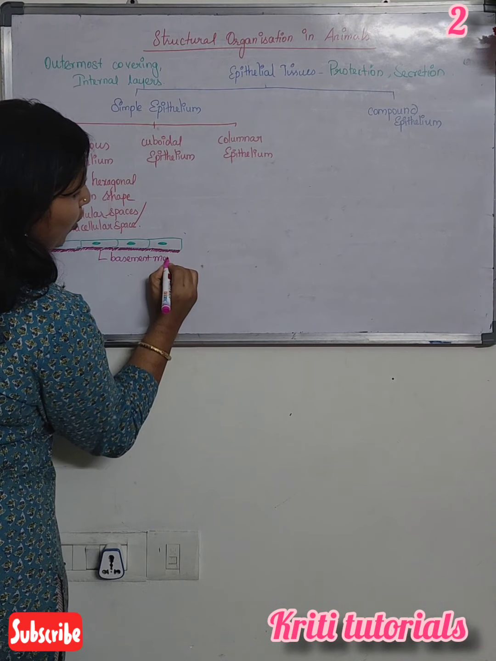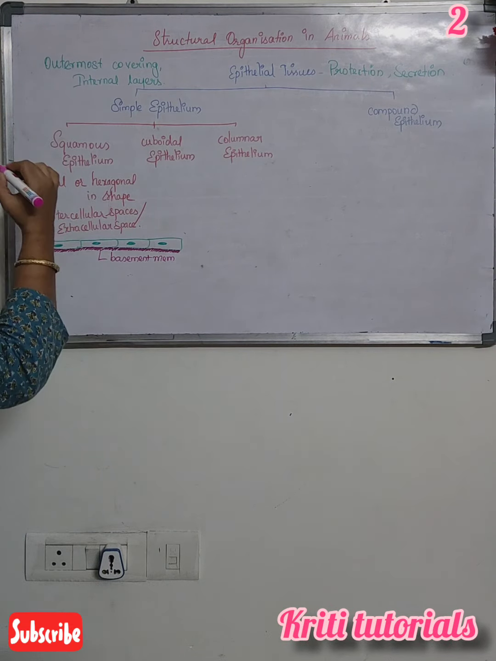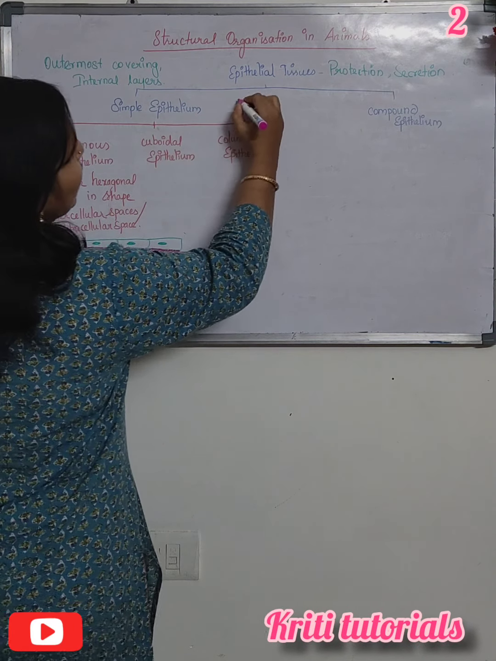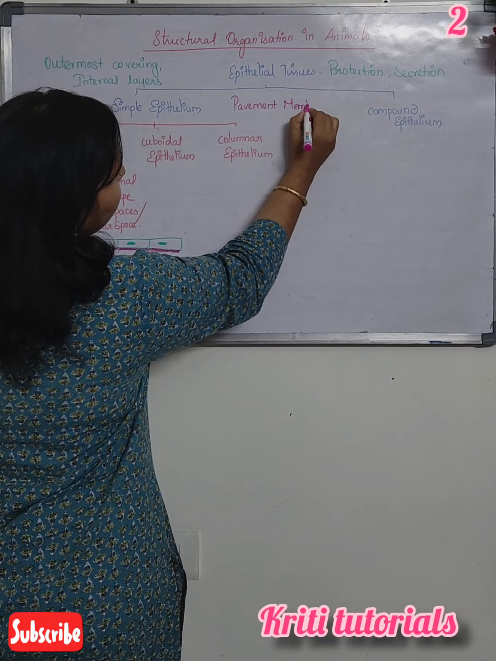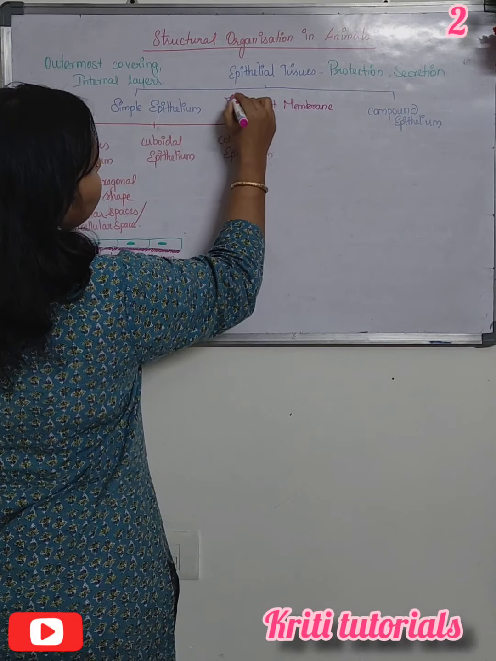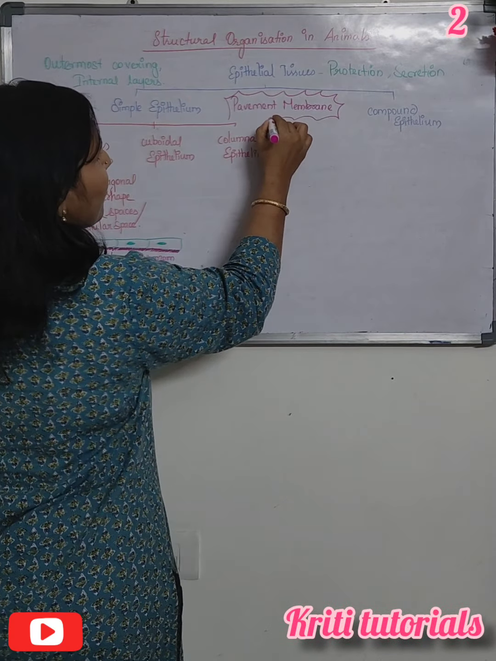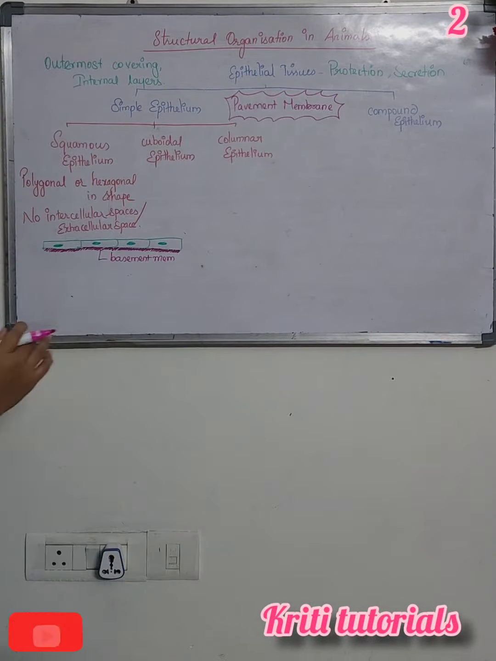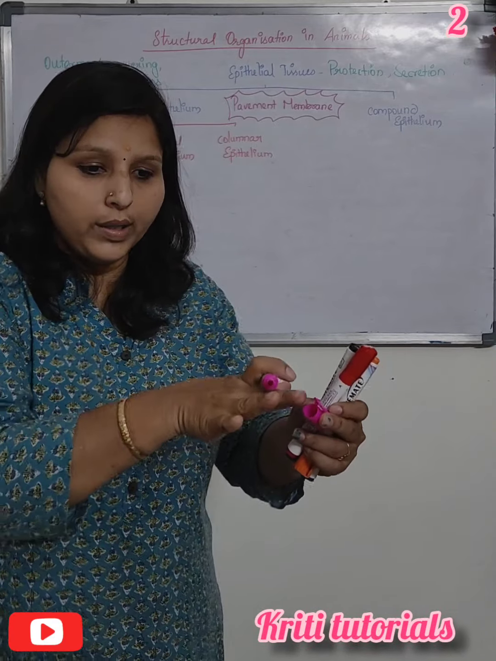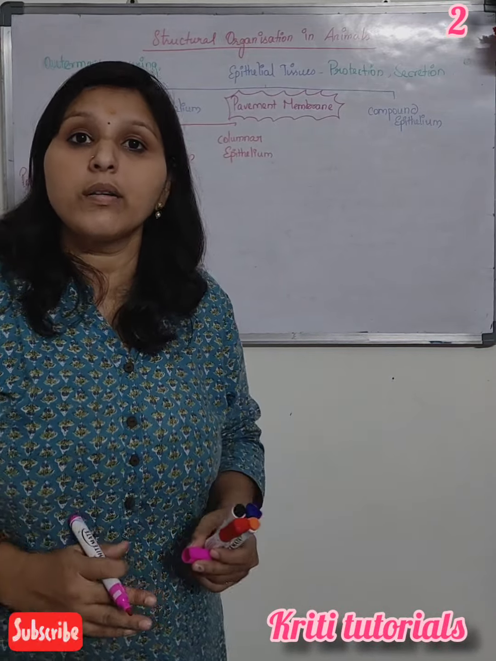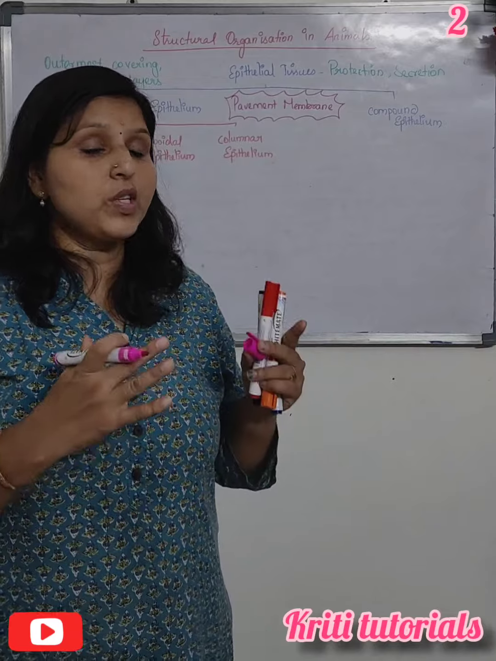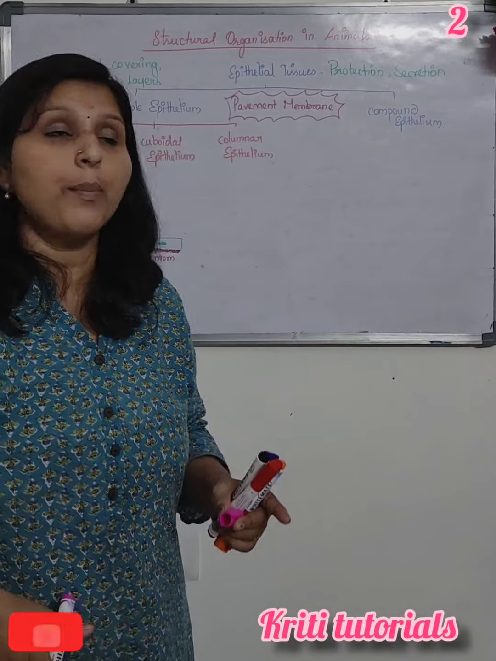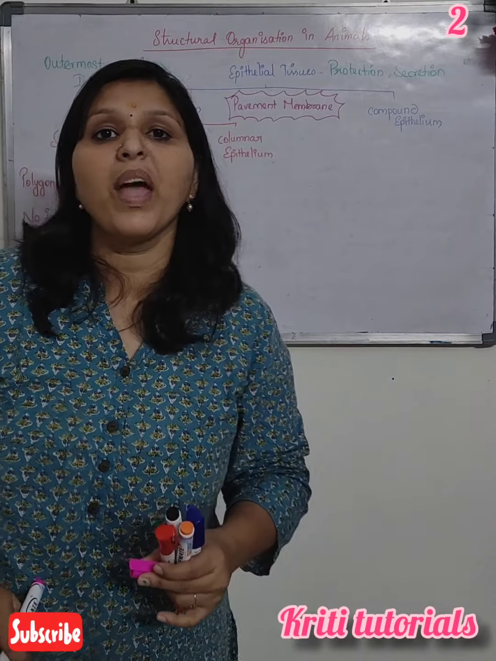As there are no intercellular spaces seen, this epithelial tissue can also be called the pavement membrane. This is an important point. The arrangement of these cells is like tiles. During the construction of houses, we fix tiles on the lowermost part where there are no gaps. The epithelial cells are arranged in such a way that they give a tile-like appearance, so we call it the pavement membrane.